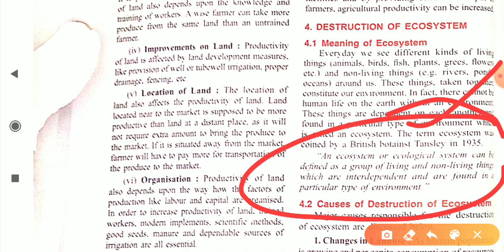So be careful that an ecosystem is a combination of two things: living things and non-living things. We have both the groups and they are interdependent upon each other. So that's why they form an ecosystem.